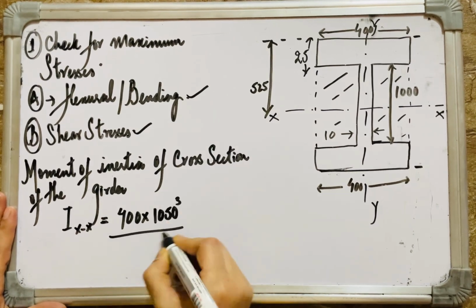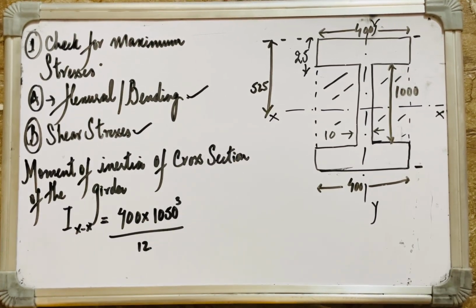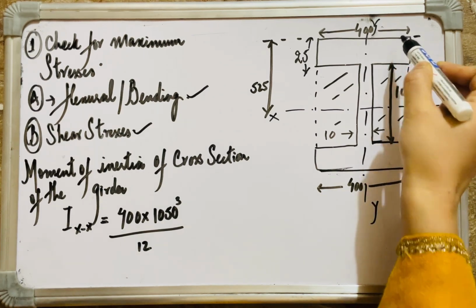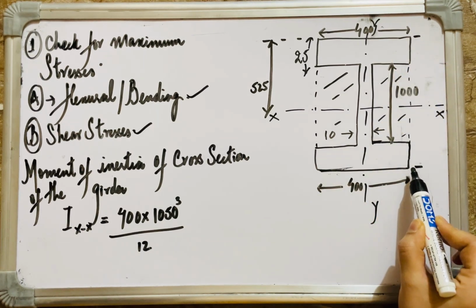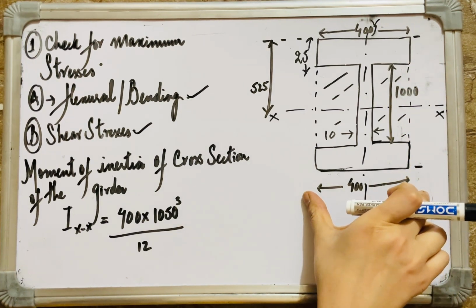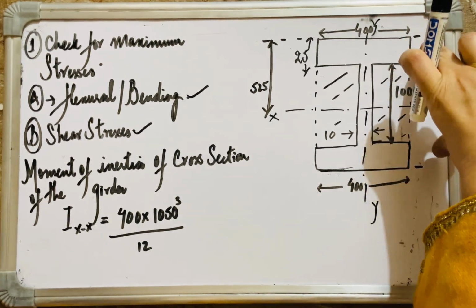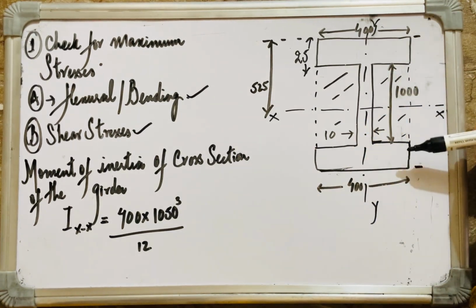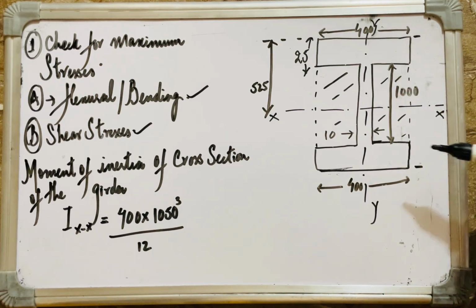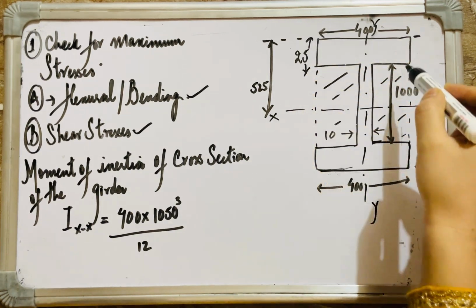Cube by 12. All right. See carefully. I have calculated the moment of inertia about the x-axis of this whole rectangle, with base of 400 and depth of 1050. Breadth 400, height 1040. 1000 is the depth of the web plate, and flanges we have 25, 25. So the total will become 1050. All right. So this is the moment of inertia of this whole rectangle about the x-axis.